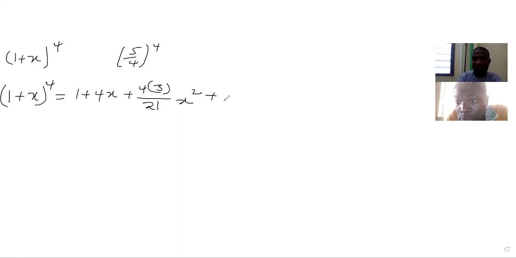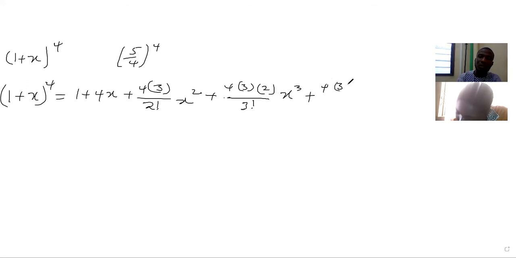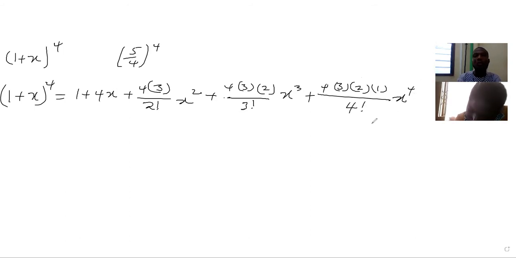So this will give us 4 times 3 times 2 all over 3 factorial x cubed. Then plus 4 times 3 times 2 times 1 all over 4 factorial, and this is x power 4.